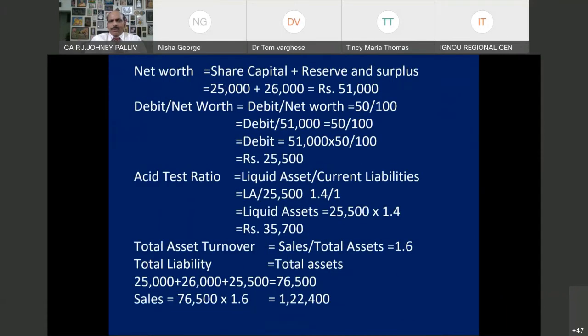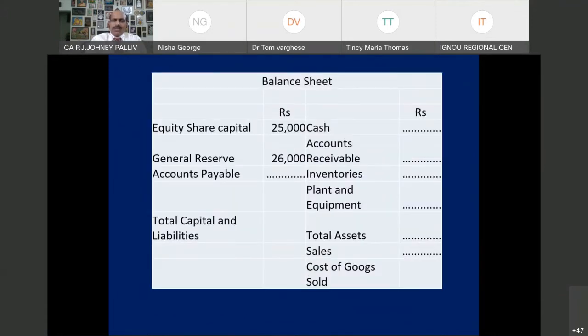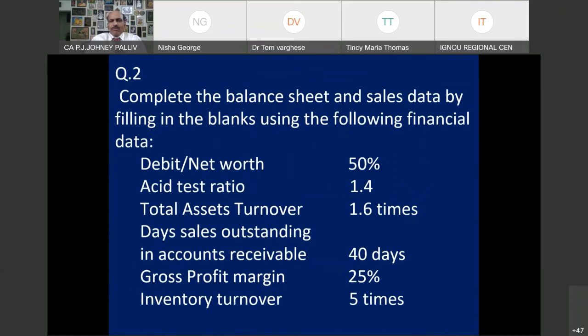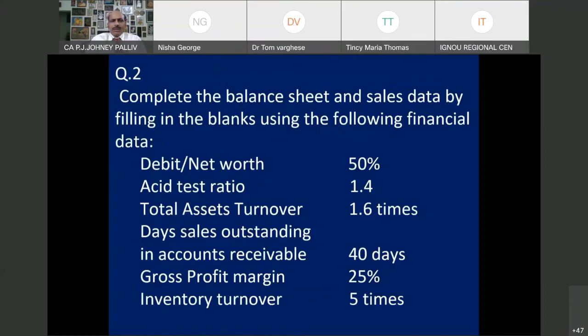So this is the advantage of ratios. By getting the ratios, you are required to prepare a balance sheet and the sales and cost of goods sold. The cost of goods sold also you have found out. That is the method of finding out the missing figures in the balance sheet. I repeat, we have the information. In this information, they have given certain ratios. Based on the ratios, you are required to find out the balance sheet and trading results. For that purpose, we are finding out the ratios and available figures which are given.